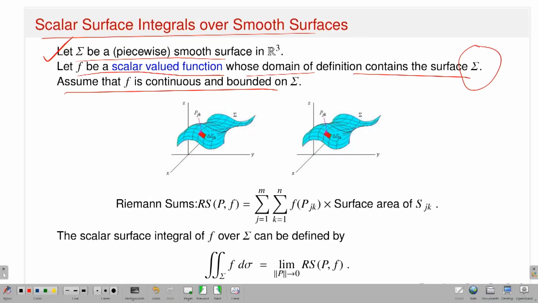Assume that f is continuous and bounded. Now what does that mean? If I assume that my function f is continuous and bounded on this surface, then I can talk about the Riemann integral in that sense, okay. So if I assume that f is continuous and bounded on omega, or this gamma, then I can define the notion of scalar surface integral. Now how to do that? Make a definition of scalar surface integral, like the Riemann integration I have defined.